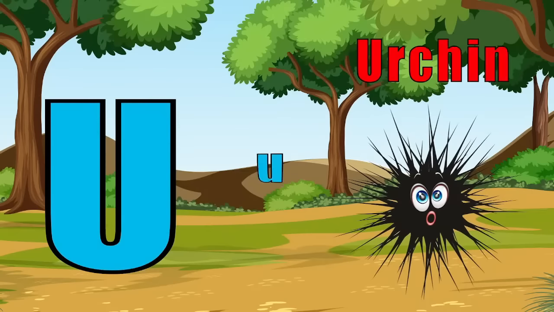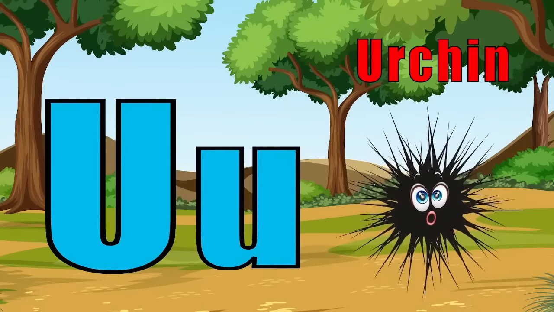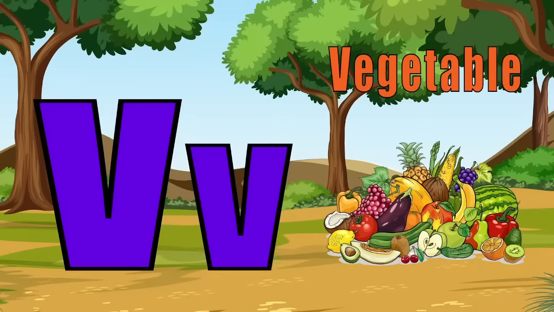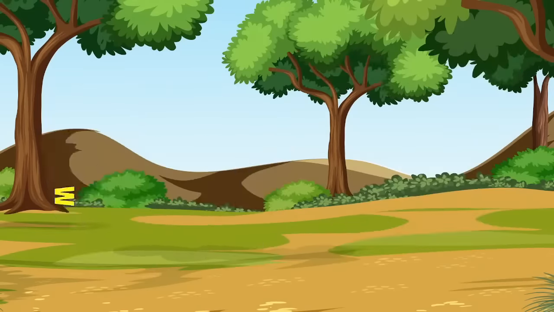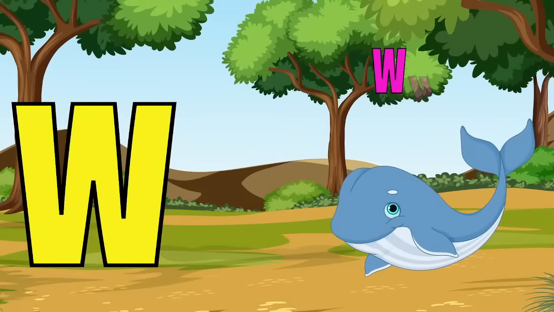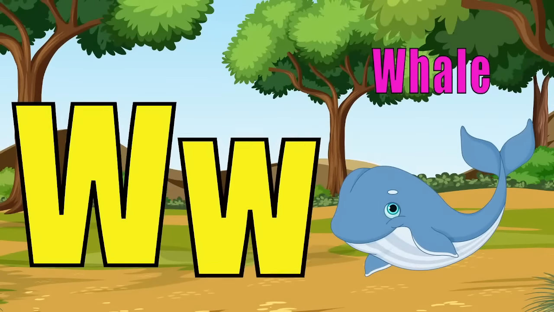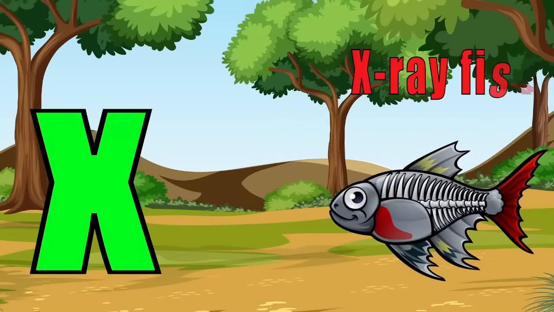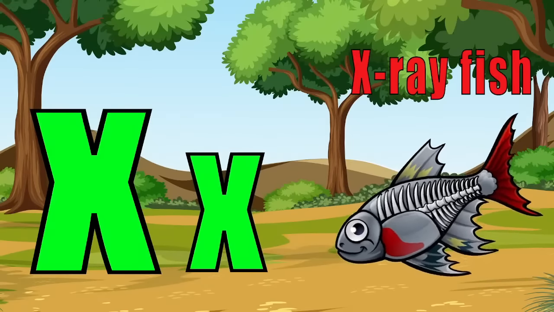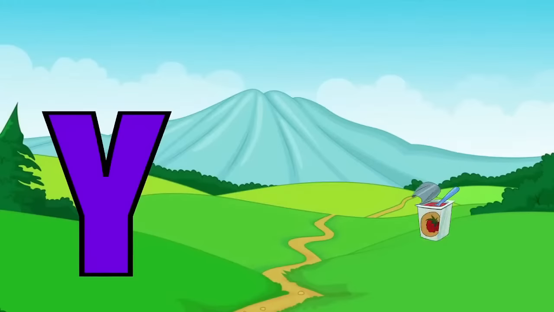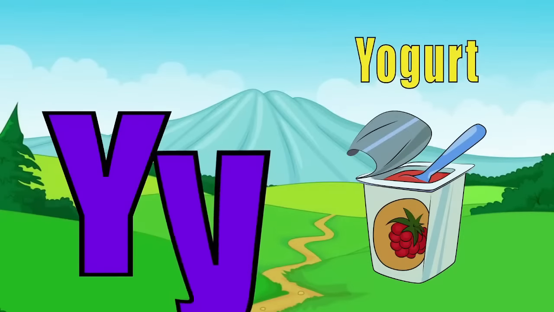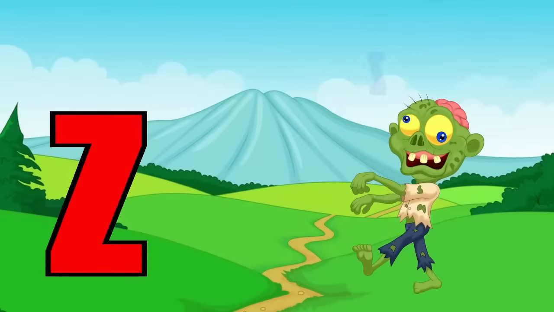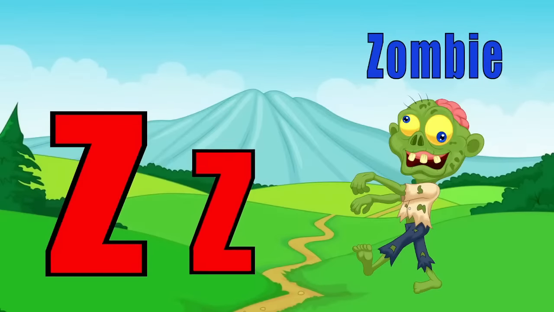U for urchin. Urchin. V for vegetable. Vegetable. W for wheel. Wheel. X for extra fish. Extra fish. Y for yogurt. Yogurt. Z for zombie.